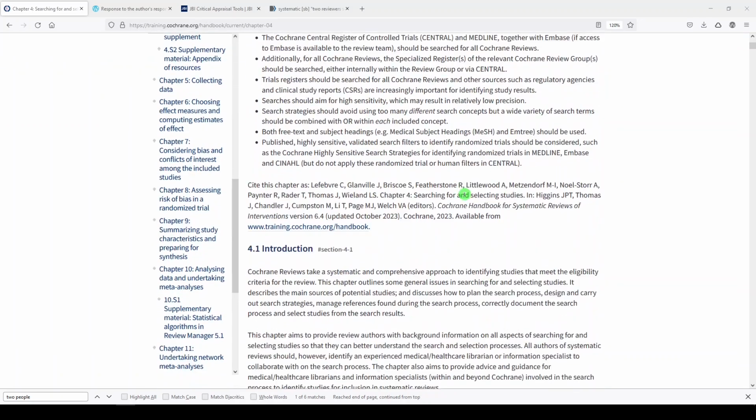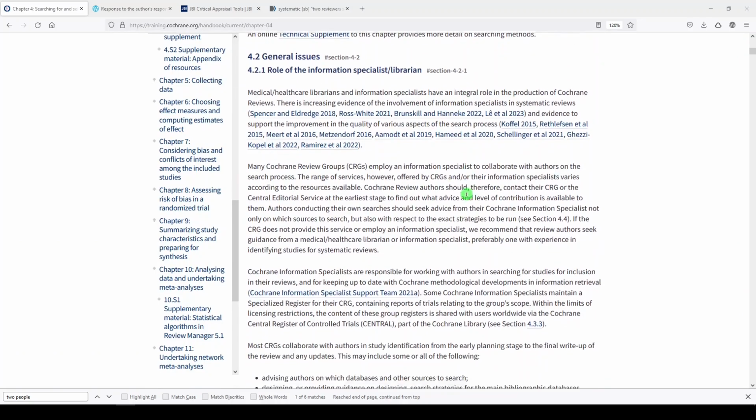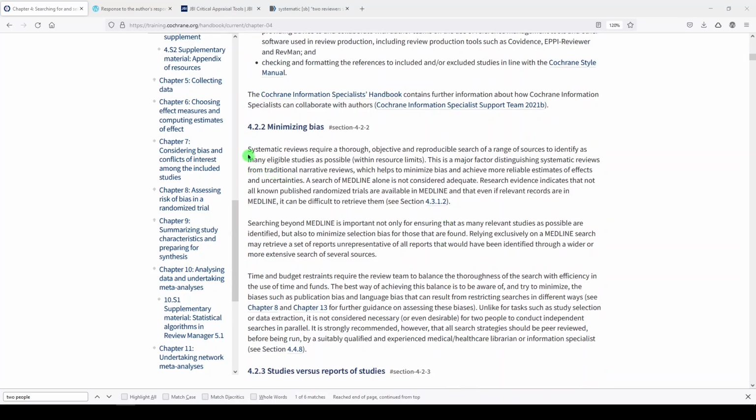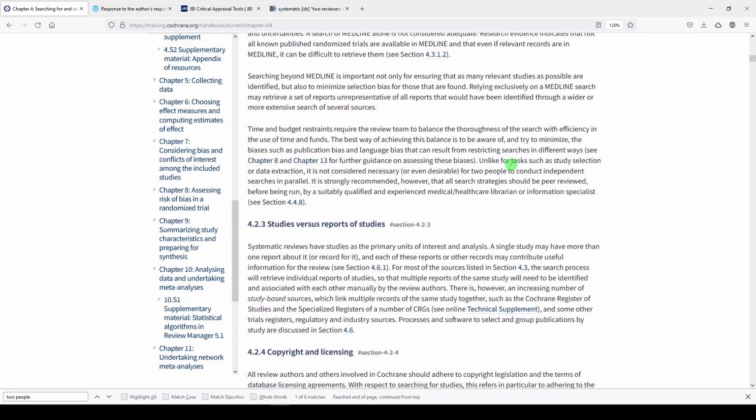One of the things I wanted to point out here is in section 4.2.2, they talk about minimizing bias in systematic reviews and why you'd want to minimize bias in this kind of methodology. And then the one thing I wanted to point out the most today is this sentence. Unlike for tasks such as study selection or data extraction, it is not considered necessary or even desirable for two people to conduct independent searches in parallel.